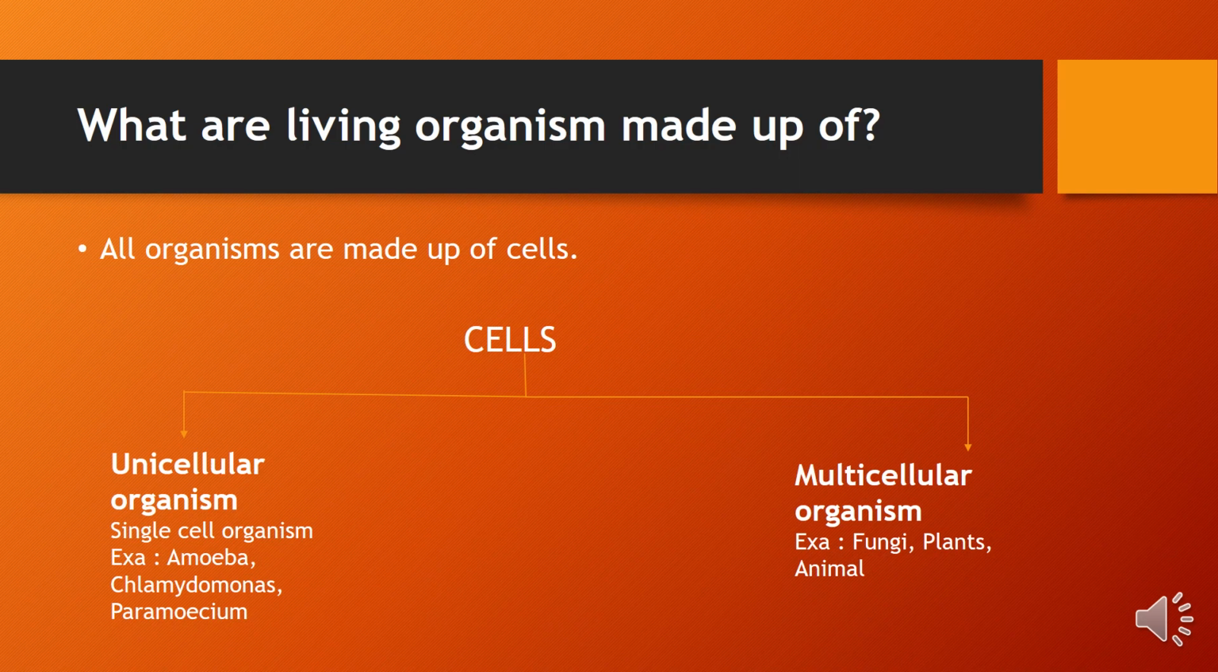The second one is the multicellular organism. Organisms that contain two or more cells are called multicellular organisms. Examples are fungi, plants and all animals.